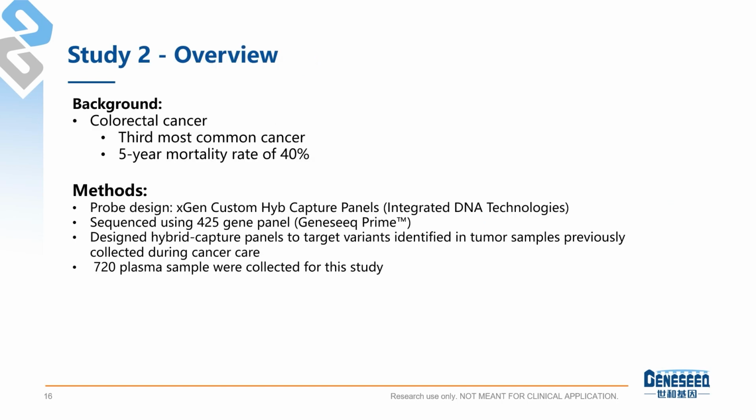Now moving on to study 2, which is very similar in theory to study 1, we took a look at colorectal cancer specifically, which is the third most common cancer type worldwide, with a 5-year mortality rate of 40%. Now, in terms of methods, similar to the first study, we used probe design by IDT, but this time we sequenced it using a 425 gene panel of GeneSeq Prime, and we designed the hybrid capture panels to target variants that were identified in matching tumor samples previously collected during cancer care. And in total, 720 plasma samples were collected for the study.